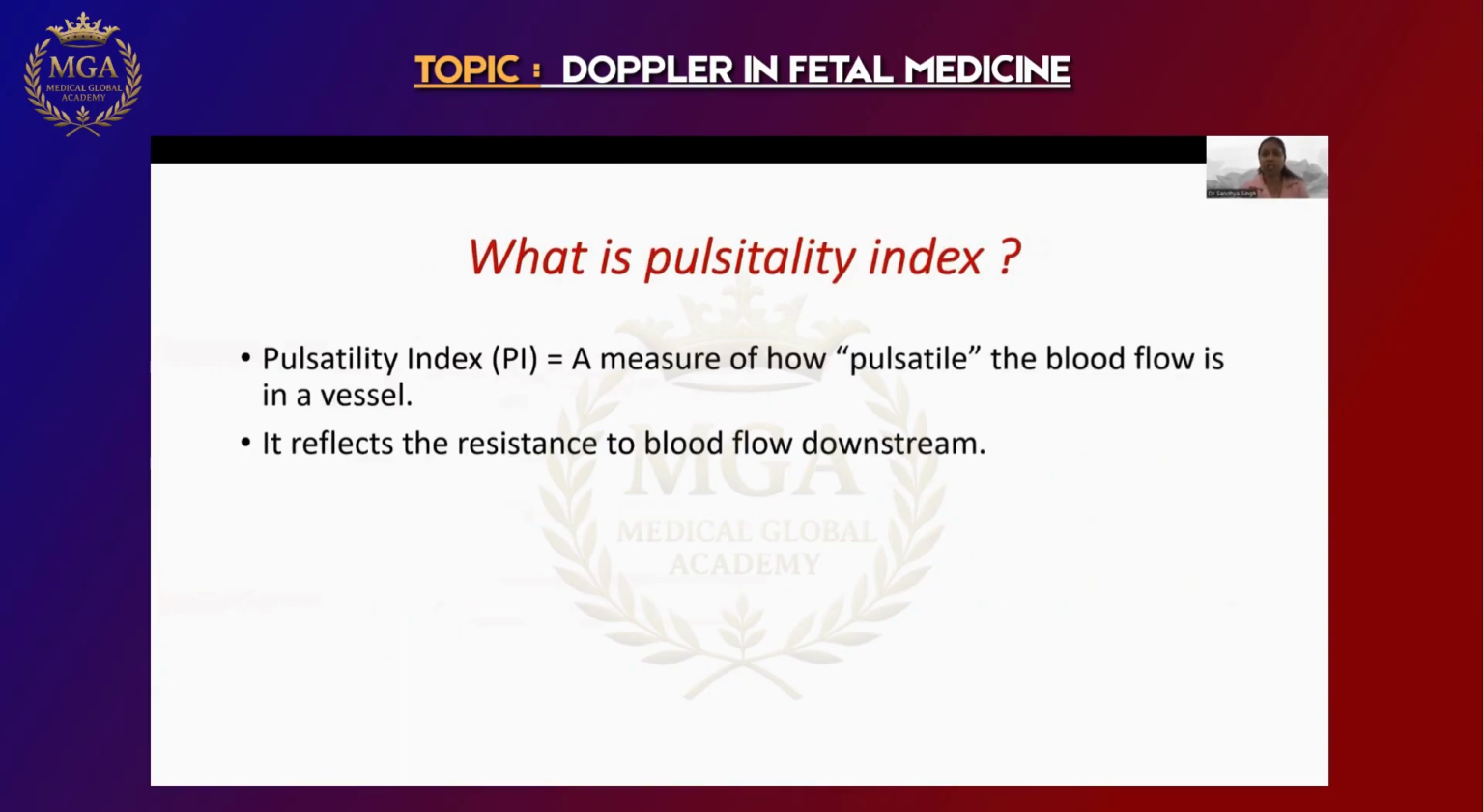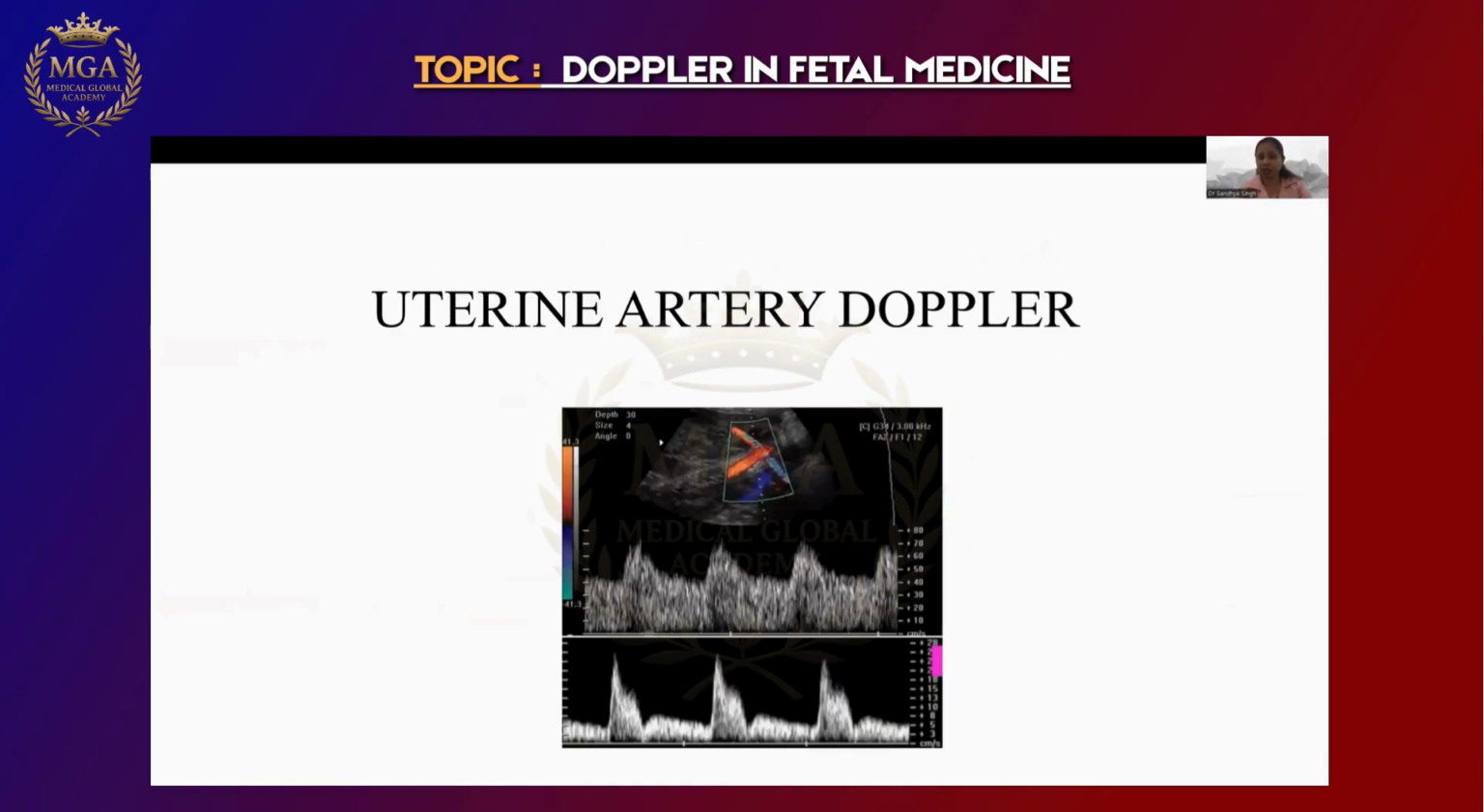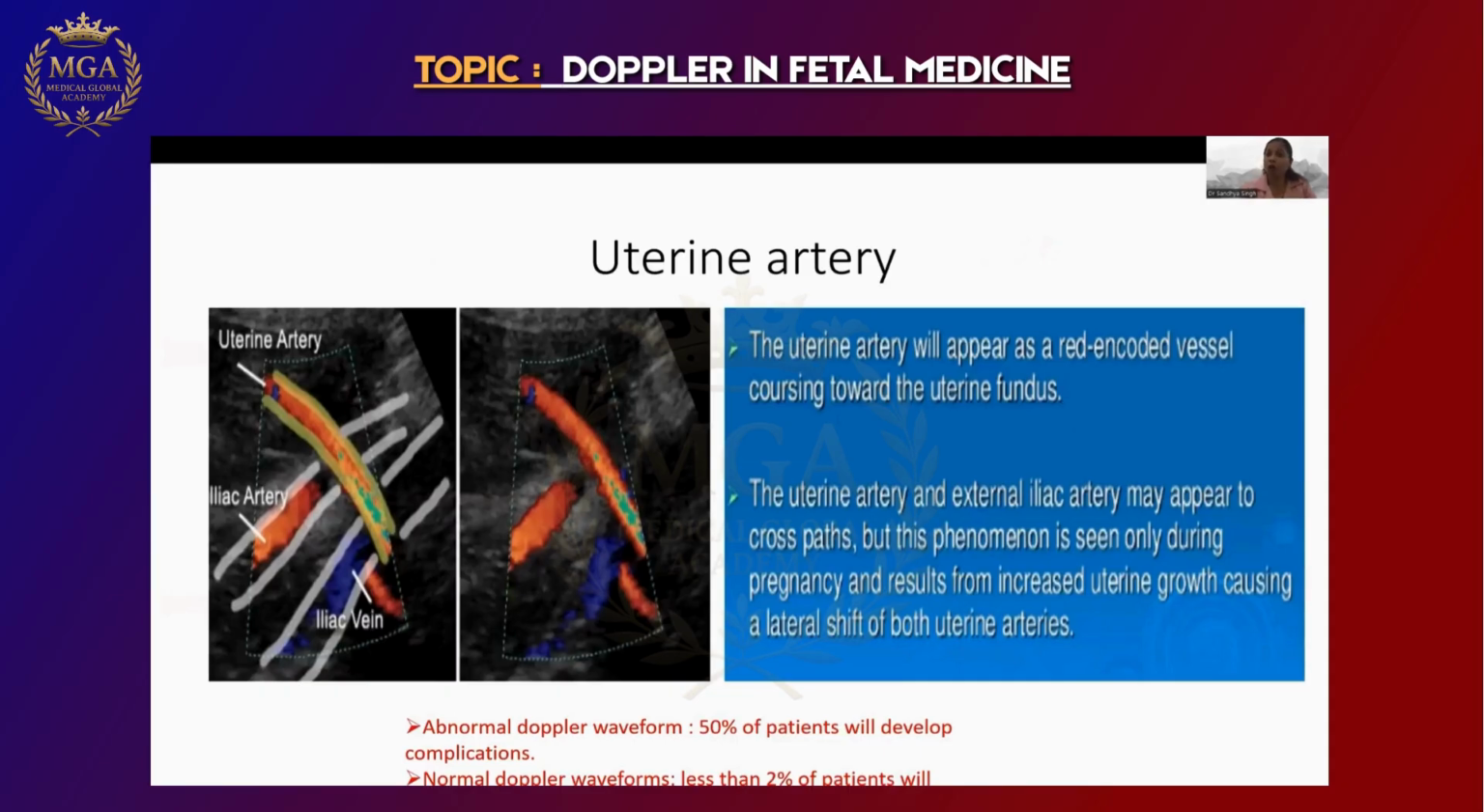So we already discussed that pulsatility index is a measure of how pulsatile the blood flow is, depending on the resistance to the blood flow which is present downstream. So let's start with the uterine artery first. First let's understand the source. How do we measure the uterine artery? There are two methods.